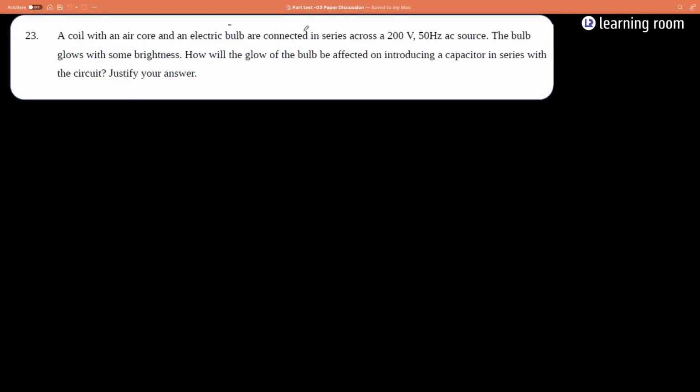A coil with an air core and an electric bulb are connected in series across a 220 volt, 50 hertz AC source. The bulb glows with some brightness. How will the glow of the bulb be affected on introducing a capacitor in series with the circuit? There is an important problem. Mark it. So what will happen, guys? When you introduce a capacitor, what will happen to the impedance? It will become root of R square plus XC square. Am I right?